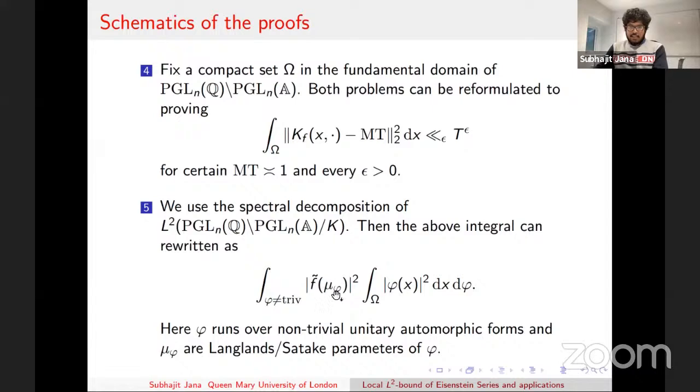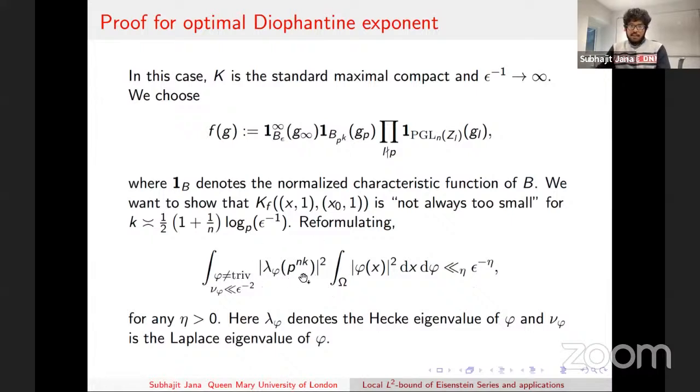So as I said, this f tilde is essentially a Hecke eigenvalue. This is what is given here, lambda_phi(p^{nk}), that comes from the Hecke operator in some sense, which is given by the characteristic function of this large ball, and this local L2 norm of phi. And this condition that nu_phi, which is the Laplace eigenvalue of phi, is bounded by epsilon inverse, comes from the spherical transform of the function at the real place. Okay. So as you understand, there are exactly two things we have to consider: how big is this local L2 norm, and then can we apply Sarnak's density hypothesis or something similar to that.